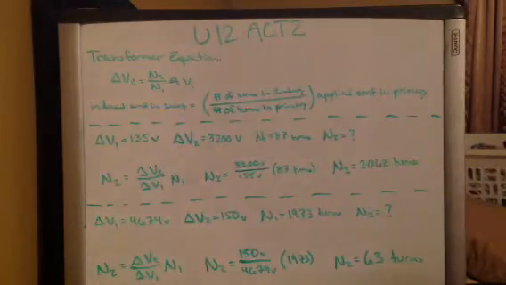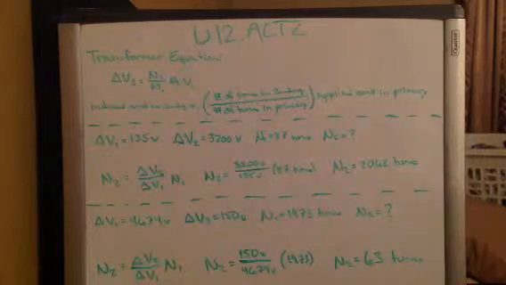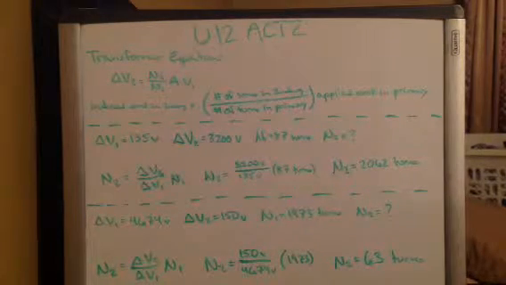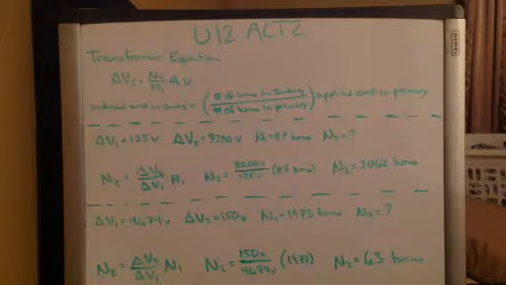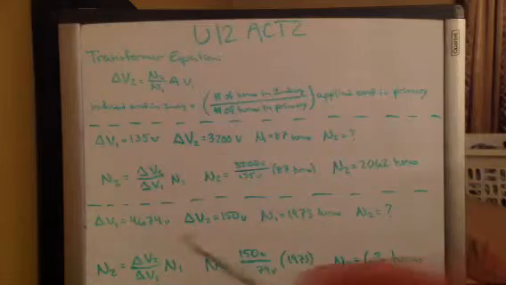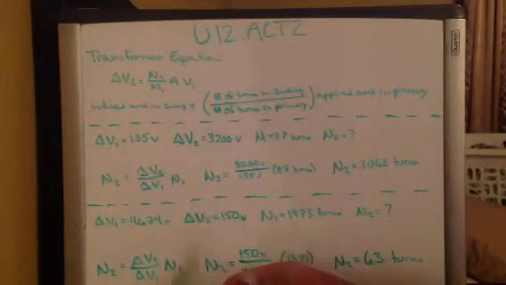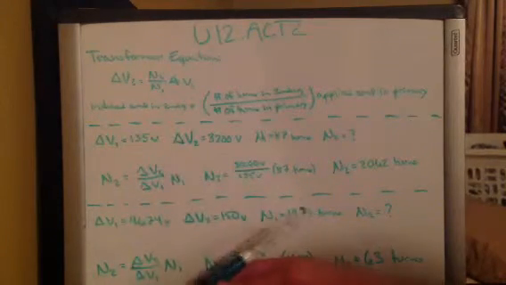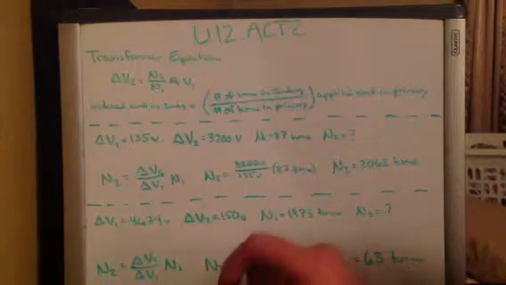The second problem involves a step-down transformer. A step-down transformer providing electricity for a residential neighborhood has exactly 1,973 turns in its primary. When the potential difference across the primary is 4,674 volts, the potential difference at the secondary is 150 volts. How many turns are there in the secondary? So again, we're given applied EMF in the primary, which is 4,674 volts, induced EMF in the secondary, which is 150 volts, and number of turns in the primary, which is 1,973 turns. And we're solving for number of turns in the secondary.